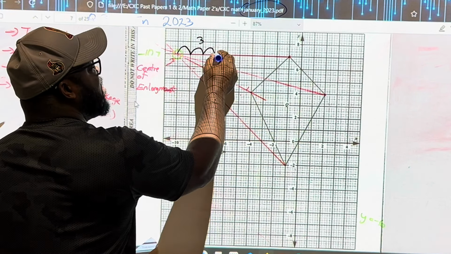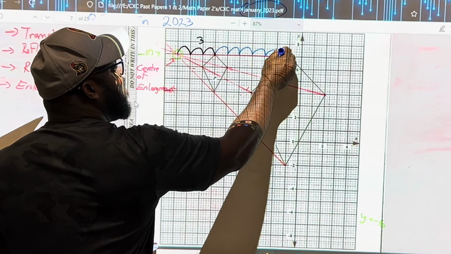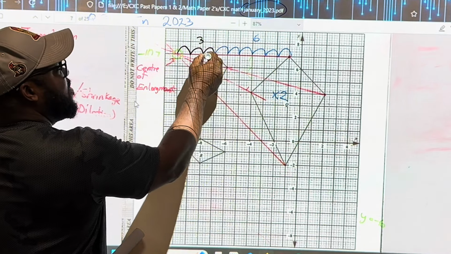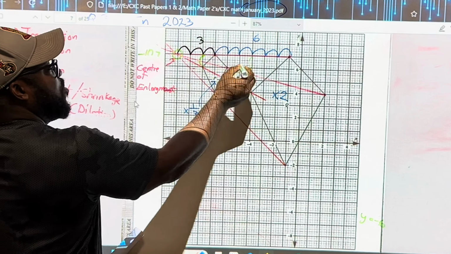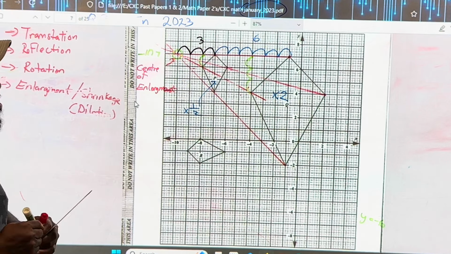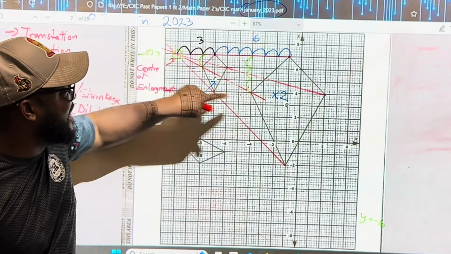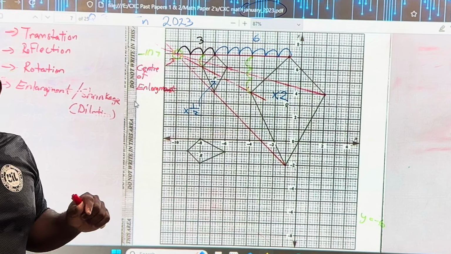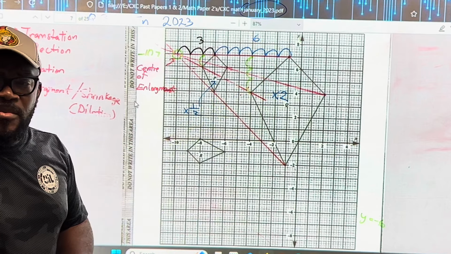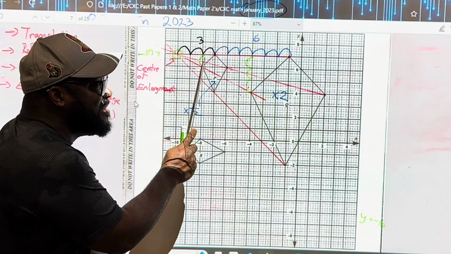And from this point to the corresponding point is how much? 1, 2, 3, 4, 5, 6. What would you say about that? And from here to here is how much? From here to here is 1. And from here to here is 1. But from here to here is 3. That's not the same corresponding side. Everybody see that? That means this is what? Triple this.